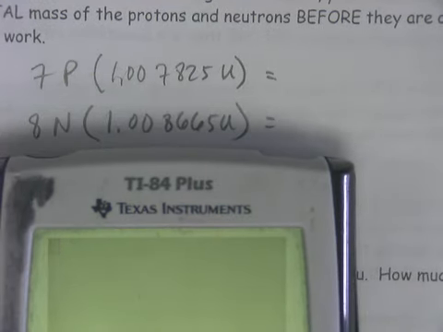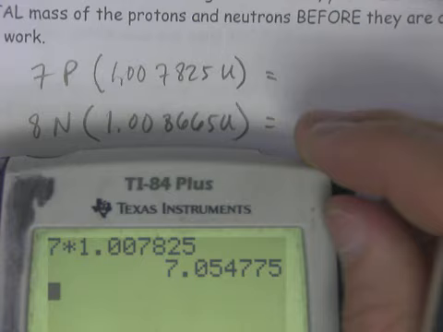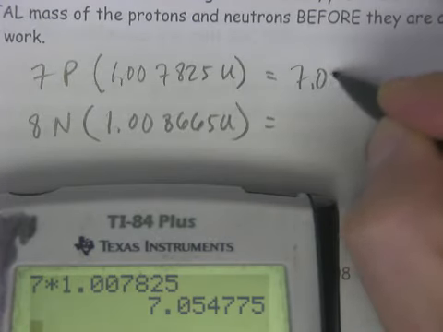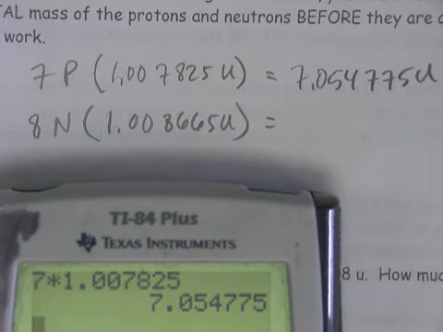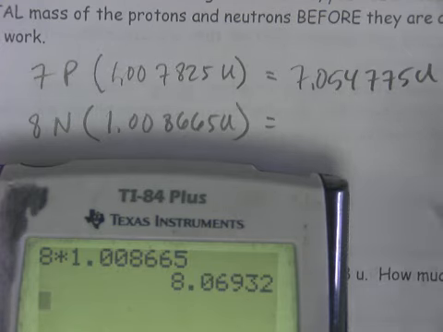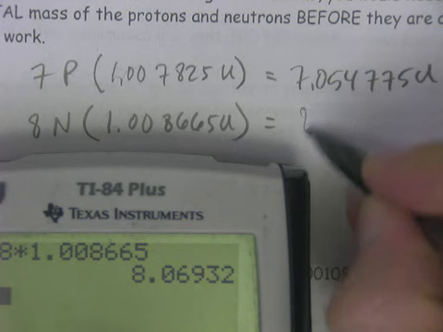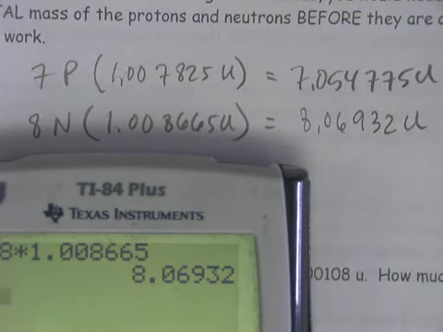I'll go ahead and multiply these together and see what we get. So I'm going to do 7 times 1.007825, and I get 7.054775 atomic mass units. Now I'm going to do the neutrons, so that's 8 times 1.008665, and on that one I get 8.06932 U's, atomic mass units.